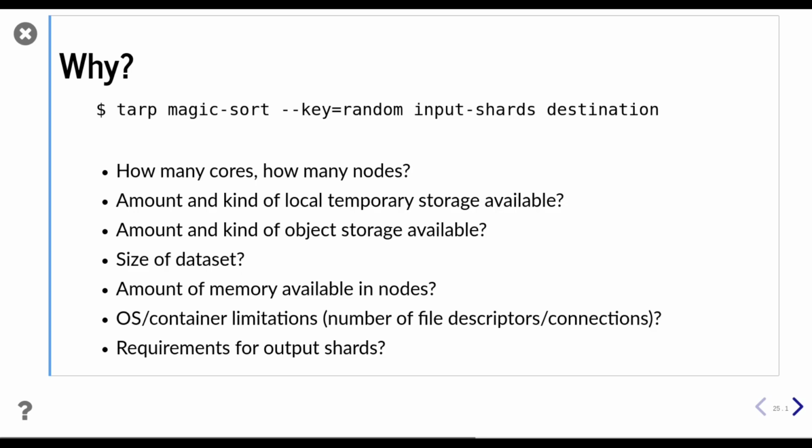Sorting depends on many factors. For example, how many cores and how many compute nodes do you have available? How much local and temporary storage is available? How much object storage is available? What's the size of your data set? What's the amount of memory available in each node? What are the OS and container limitations, like number of file descriptors open and number of network connections? And what are the requirements for output shards?